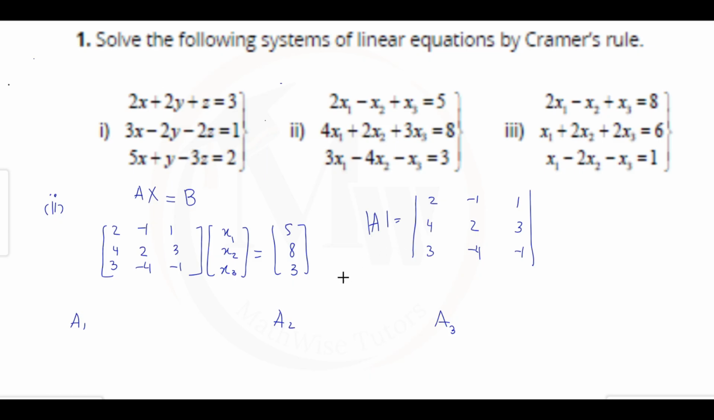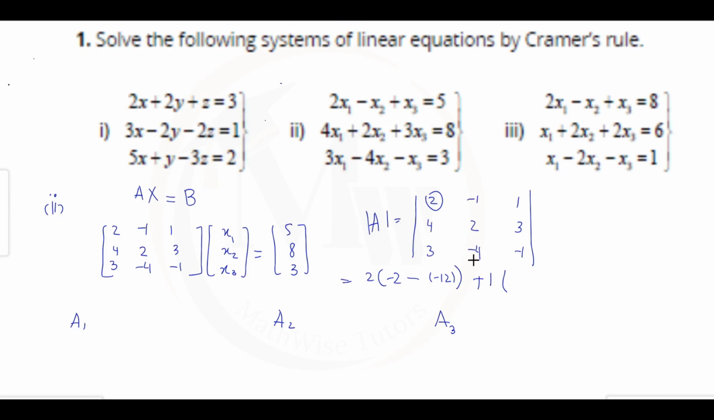The determinant of A can be found like this. First we take this value 2, and fix its row and column. Multiply the remaining values by cross multiplying. 2 times minus 1 is minus 2, with a minus sign between them, and 3 times minus 4 is minus 12. Now the second value is with the negative sign. It's minus 1, because the first value is positive, the second value negative. It is already negative, so it becomes positive.